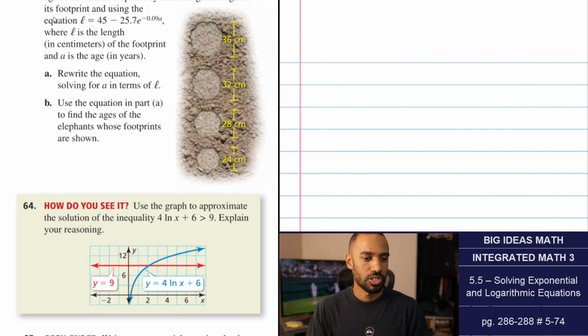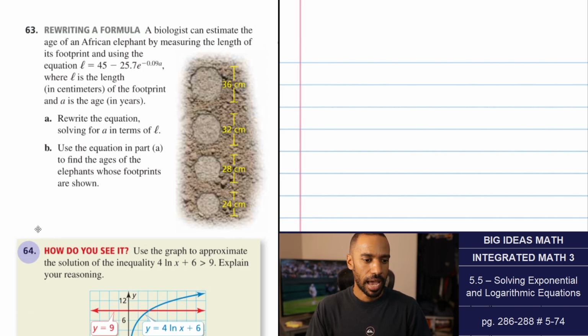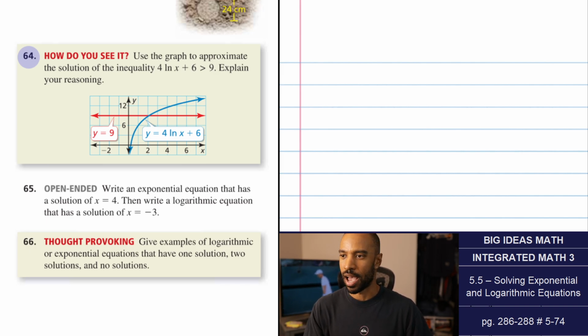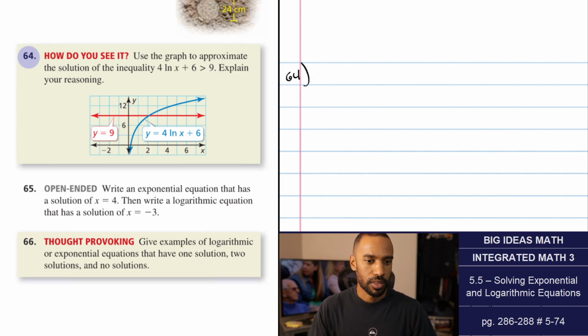All right, number 64. How do you see it? Use the graph to approximate the solution of the inequality 4 times the natural log of x plus 6 is greater than 9. Explain your reasoning. You want to find when the blue's above the red. That's what you're looking for because y equals 9 is the red equation and the other one's the blue one. So when is blue greater than the red?